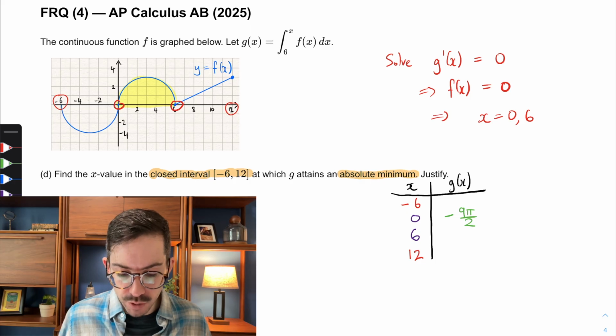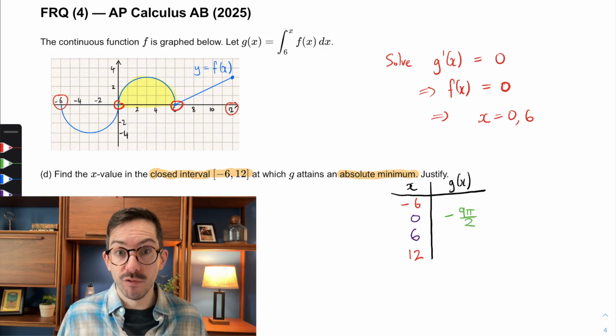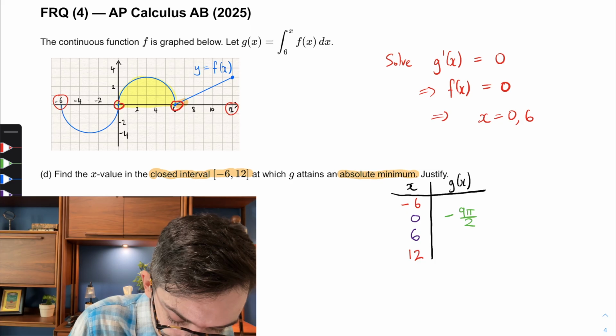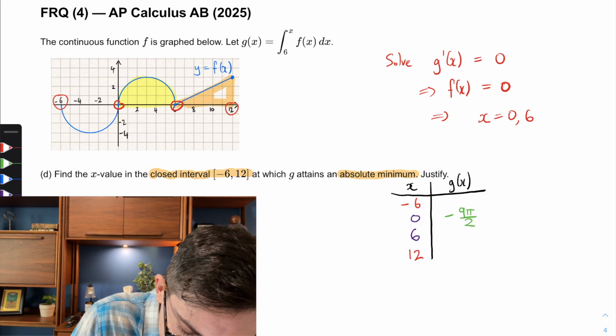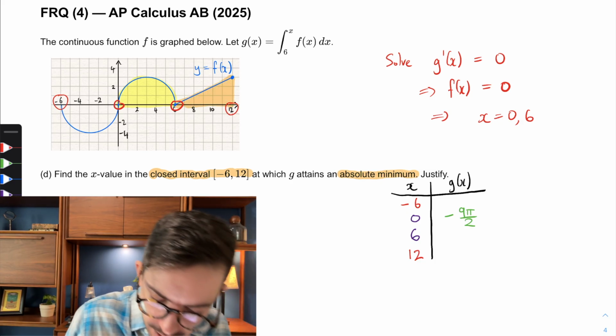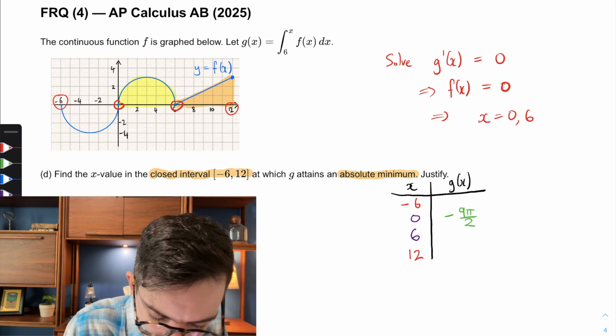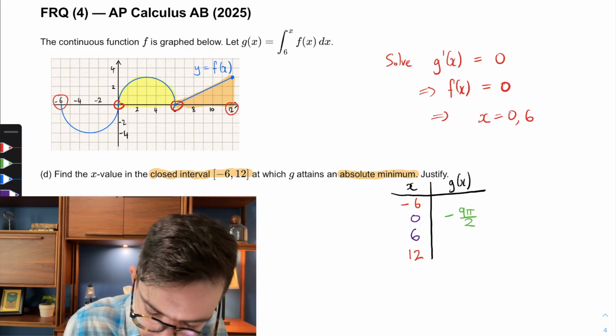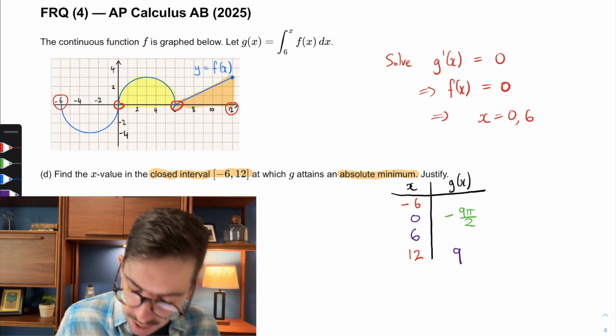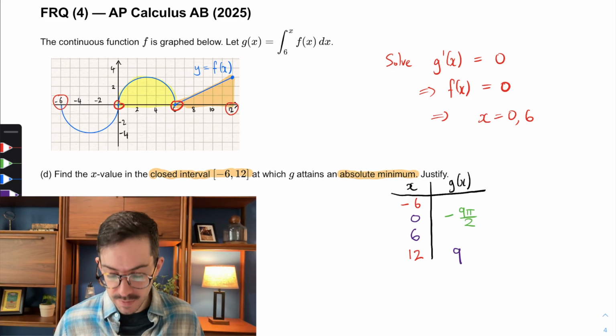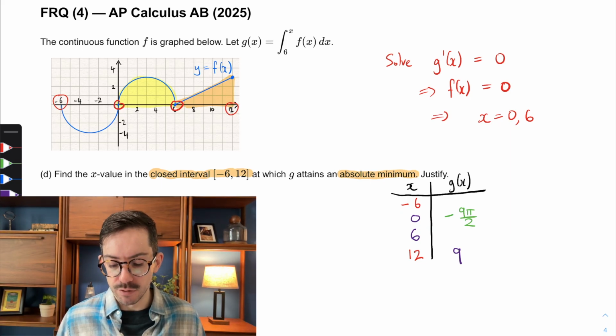We also figured out what g of 12 was, right? The other endpoint. So that was the area of this, sorry, not semicircle, triangle. So half base times height there, as we saw in part C, gives us 9 as our answer there. Now I have these two other ones to figure out. Well, let's just take them in turn.